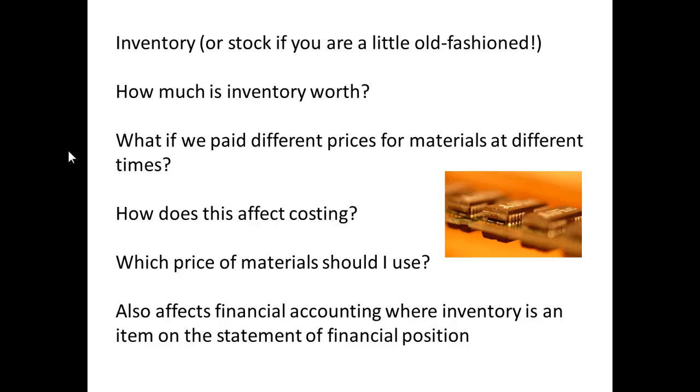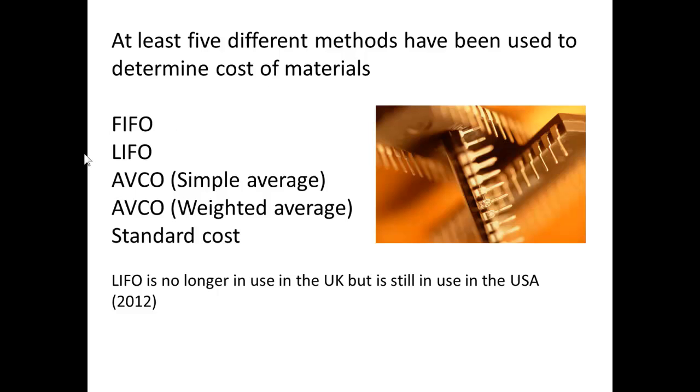So how much is the inventory worth? If we pay different prices for materials at different times, what effects is this going to have? And which price of materials should we use when we're trying to calculate the value of our inventory? It also affects financial accounting because inventory is an item on the statement of financial position. Over time, at least 5 different methods have been used to determine the cost of materials. These are FIFO, LIFO, AVCO, which is a simple average, or AVCO as a weighted average, or standard cost.